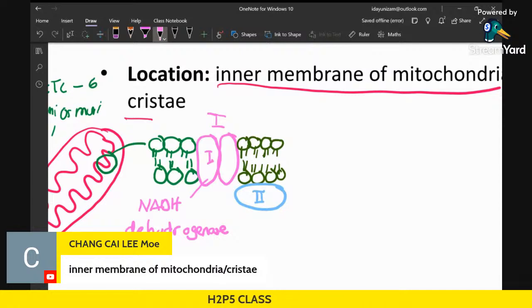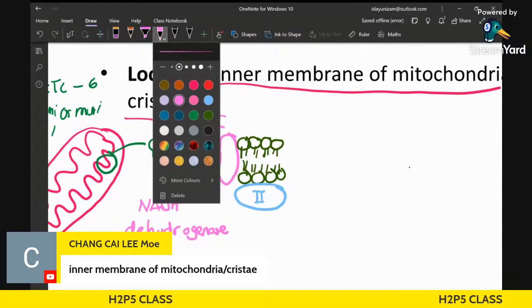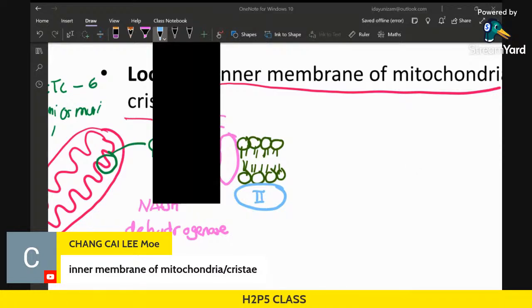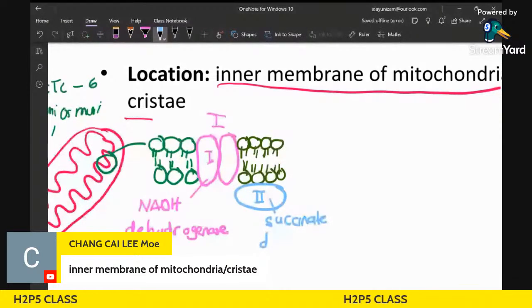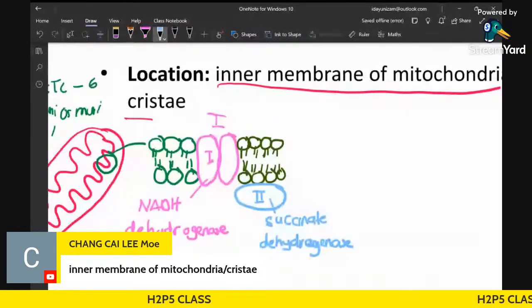Next, number 2 is the one that will carry the FADH2. This number 2 is succinate dehydrogenase. Okay, class, so that's complex 2 done.